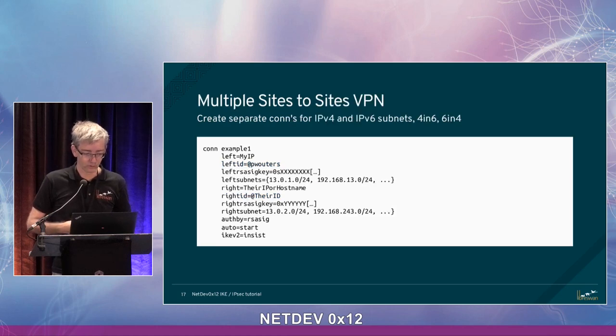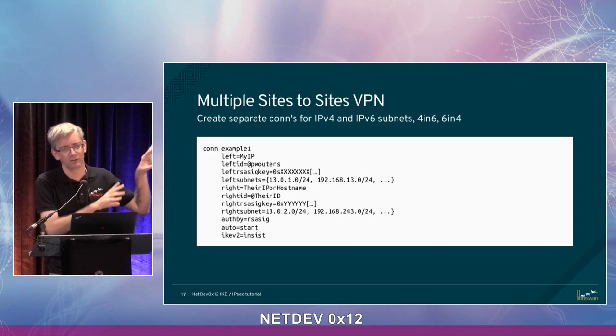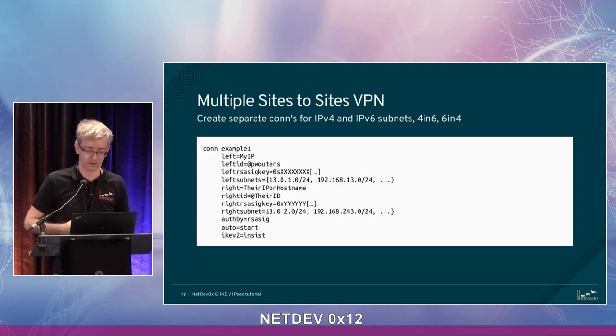If you want more than one subnet, you can define them with the leftsubnets and rightsubnets keywords. Of course, for those who want to mix IPv4 and IPv6, you do have to split them up into two connections. I'm sorry. These are either in IPv4 or IPv6 mode, so you have to create two connections. The same goes for 4-in-6 or 6-in-4; you have to separate them out.